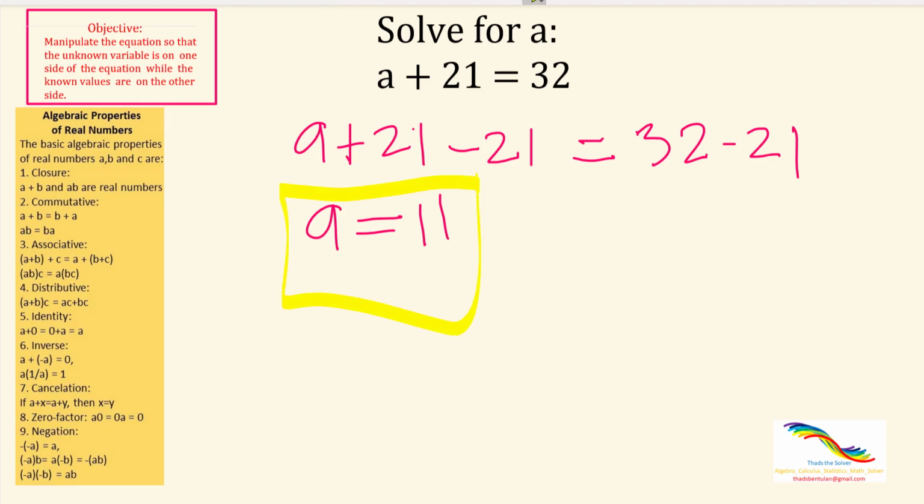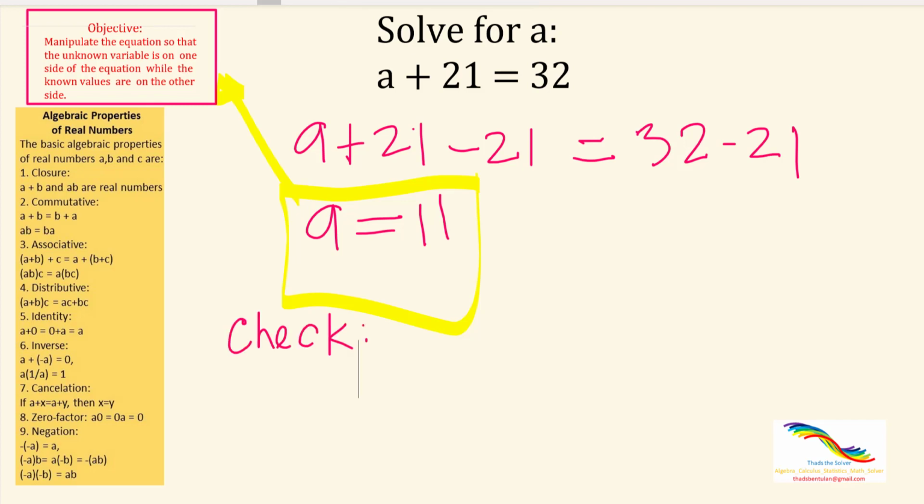We have already achieved the objective, which is to manipulate the equation so that the unknown variable is on one side of the equation, while the known values are on the other side of the equation. So now a equals 11. That is the correct answer, but we need to check. Let's do a check.